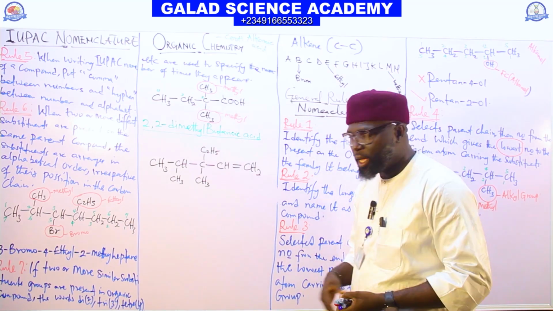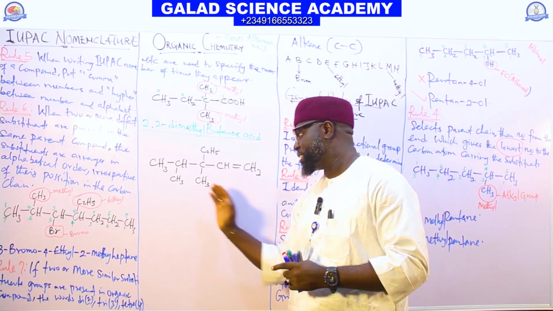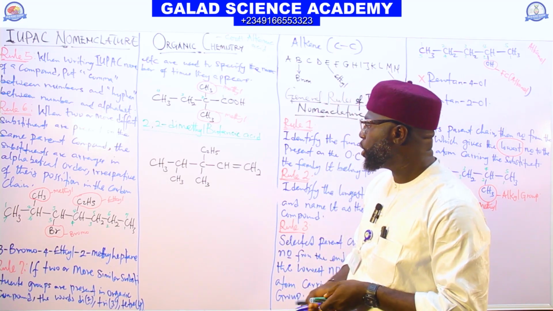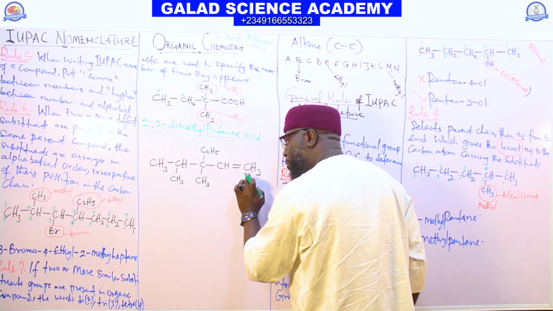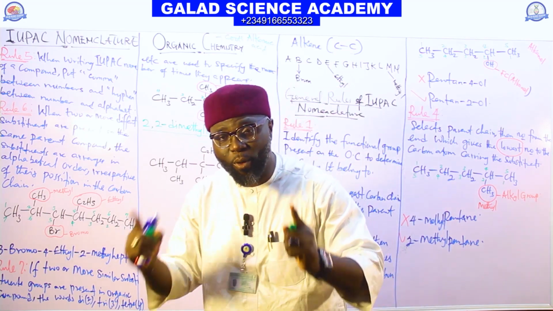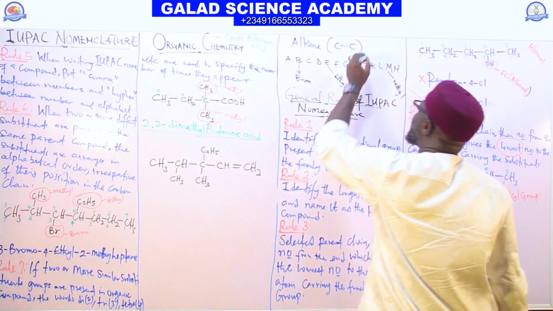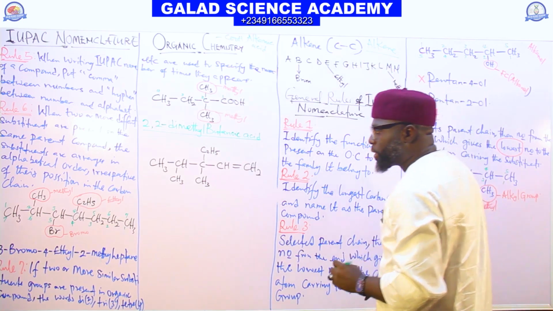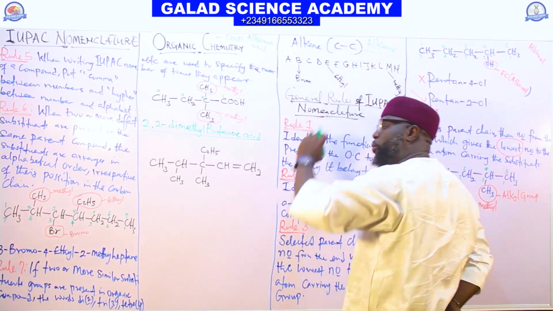Look at this structure. The first thing to do in naming it is to look at your functional group. The functional group here is the carbon-carbon double bond. Any organic compound that has a carbon-carbon double bond belongs to the alkene family. So the family is alkene. What is the longest chain?